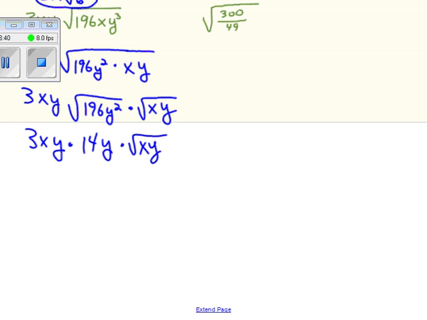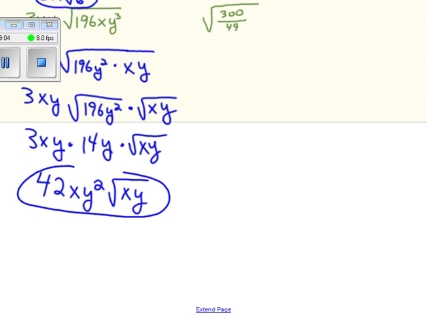17. Well, no, not 17, it's multiplying. Why would 14y be outside of the radical? Because I took the square root of it, because remember it was all inside the radical, right? So I'm taking the square root of 196 y squared, 14y. 42. 42xy root xy. Okay? Fine.